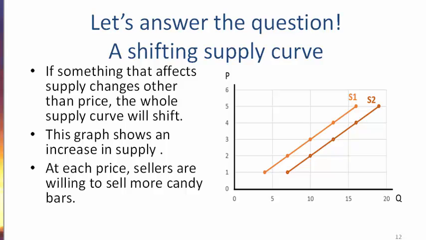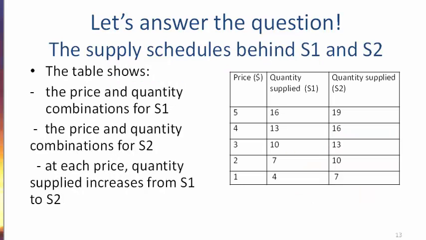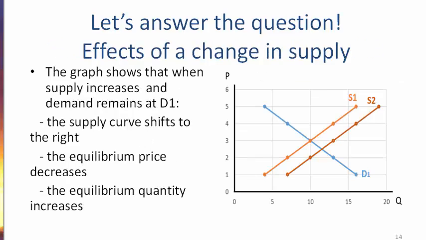Okay, if something changes other than price that causes the whole supply curve to shift, then the curve will shift to the right or the left. In this case, we show an increase in supply, and note that at each price, suppliers are willing and able to sell more. And here again we see the numbers underlying the supply curves that we looked at earlier. So for each price, we see that quantity supplied has increased as we move from S1 to S2. If we put our increases in supply along a given demand curve, we see that when supply increases, the equilibrium price will fall and the equilibrium quantity will increase.